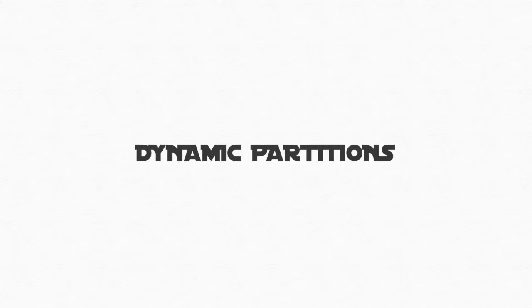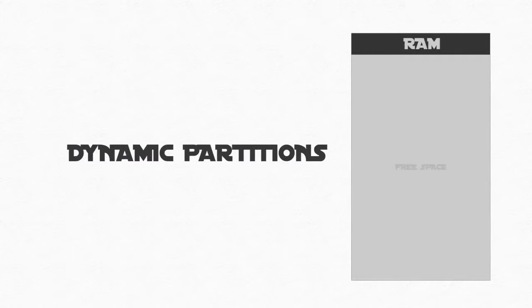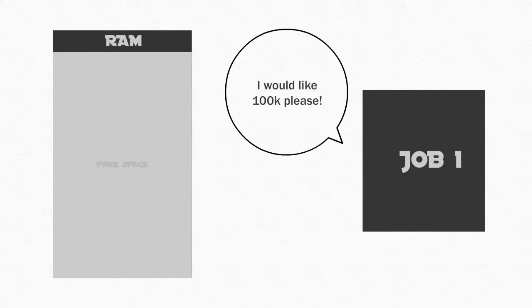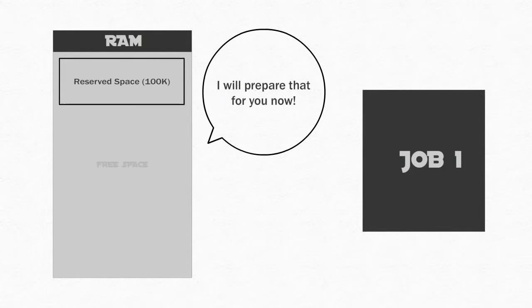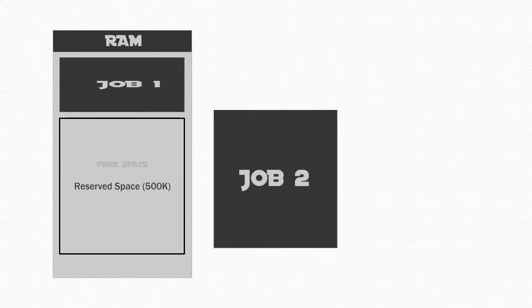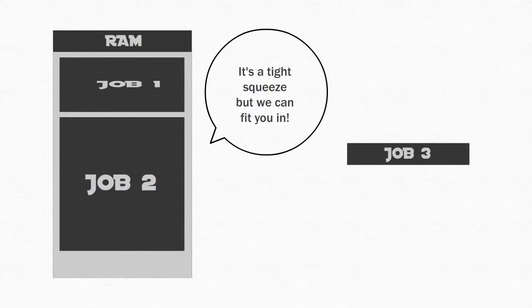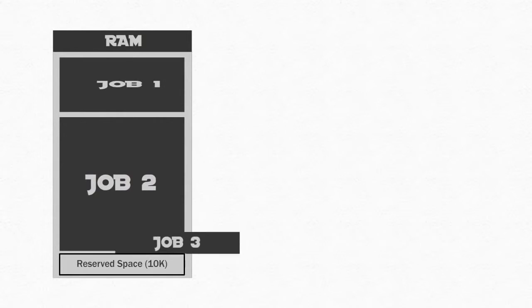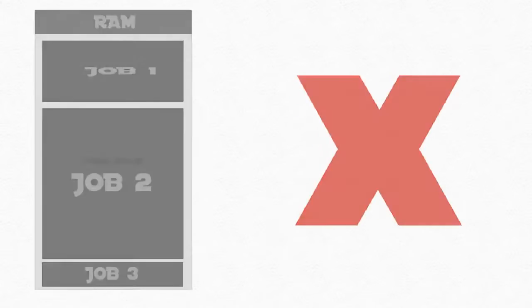A dynamic partition's available memory is still kept in contiguous blocks, but jobs are only given as much memory as they request when they are loading for the processing. This has proven a significant improvement over fixed partitions because memory is not wasted in the partition. Unfortunately, this is not a complete solution.